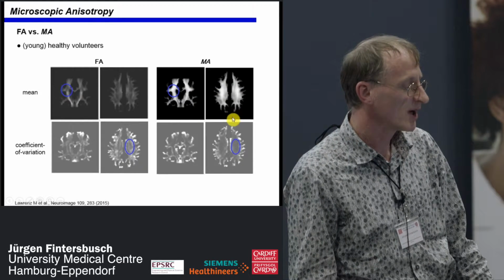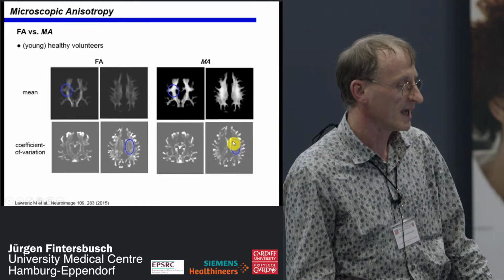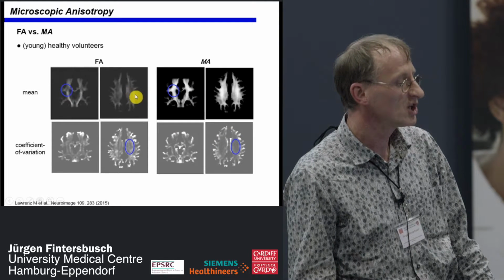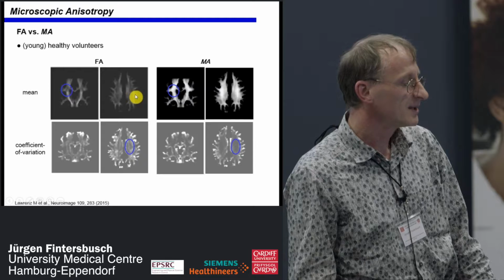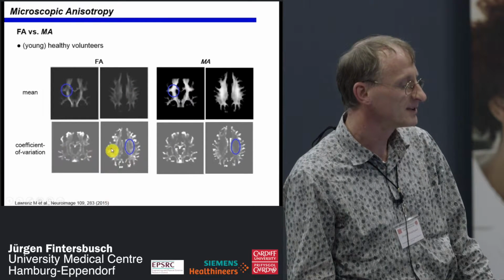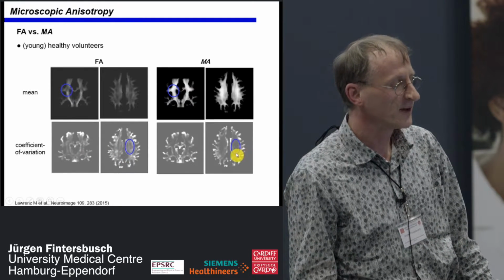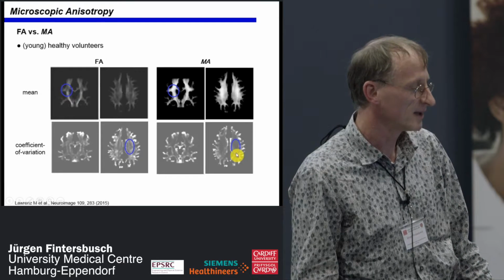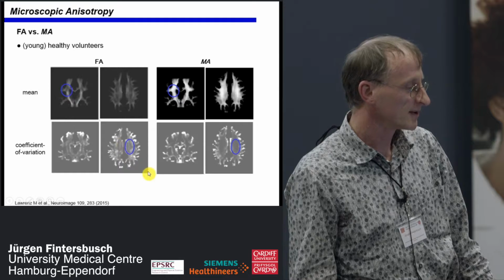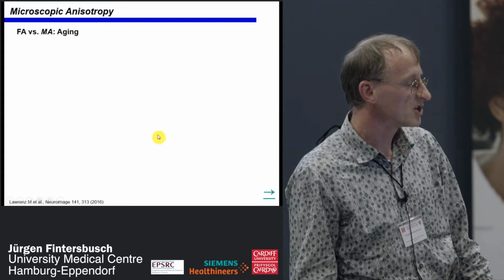In most of the regions we have investigated, we have found that the coefficient of variation is reduced for the MA. This may be due to the fact that the crossing of fibers or the fiber orientations may differ quite significantly between the volunteers, and they add extra variability on the FA, where the orientation of the fibers is included, but not on the MA, which is supposed to be independent of the orientation of the fibers.